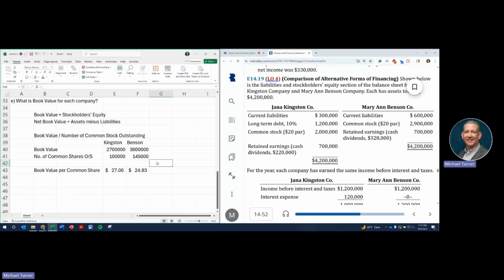So we can interpret this, even though the problem's not asking for it. We see that as the number of shares increased, even though the book value increased, the number of shares proportionally exceeded the increase of book value, which created a lower book value of $24.83 compared to 27 for Kingston. So Kingston does have the higher book value per share, and that is because it has fewer shares outstanding, even though it also has less total book value. The lower number of common shares creates a $2.17 higher book value per share.